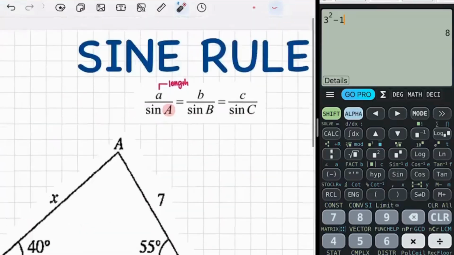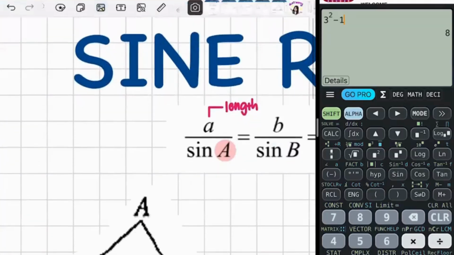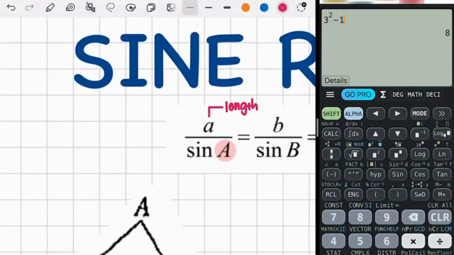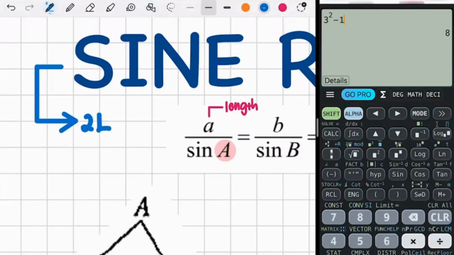So first things first, when do you use a sine rule? There are a few things you need to take note of here. What you always look out for is that there are always two lengths and two angles. So two lengths and two angles, and one of the four things over here will be one of the unknowns. Another way to see it is to spot a crisscross.